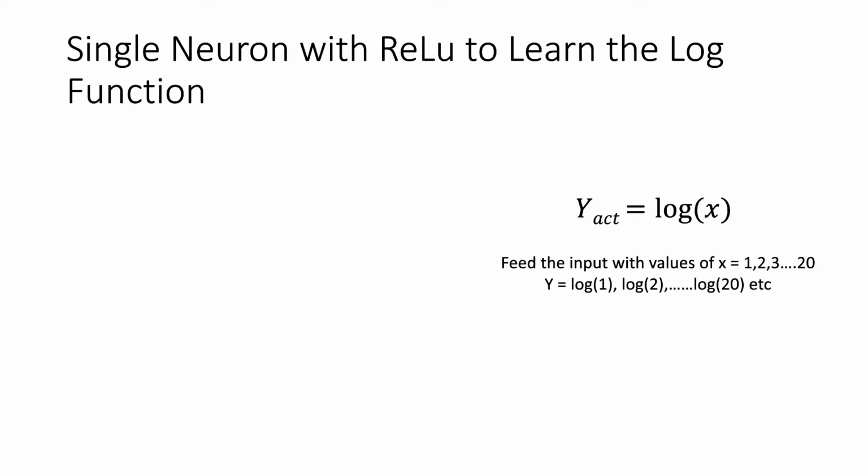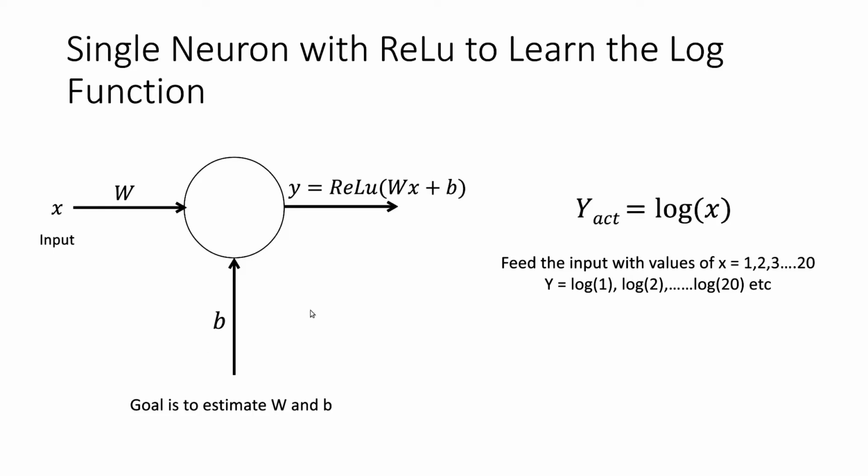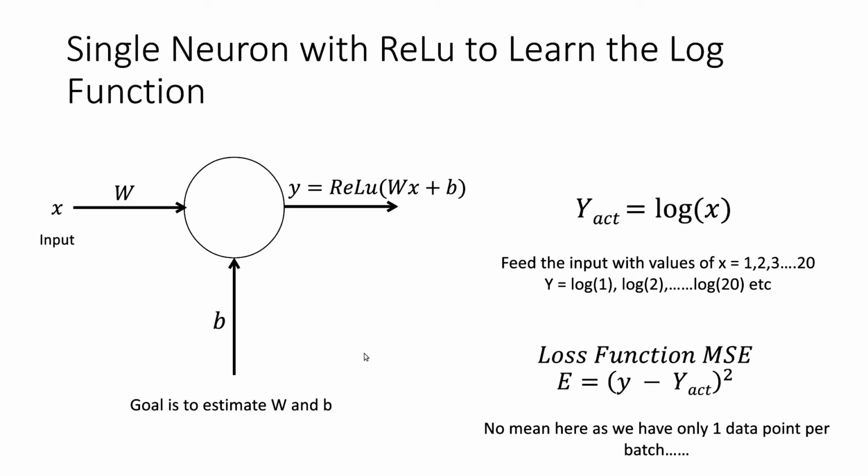The example we will use is the same which we have used in the past videos. We will take the logarithmic function. Our y actual value will be based on the input x values. We will feed some values like 1 to 20, and the outcome will be the logarithm of those values. And we will use a single neuron. There will be one input, one weight, one bias. So our outcome will initially be the multiplication of weight into that input plus the bias term, and the function ReLu applied over that. Our goal will be, of course, to estimate the weight and the bias. The loss function, as usual, will be the mean squared error. We have already seen it performs better than mean absolute error.